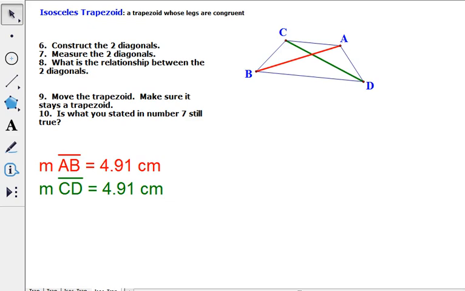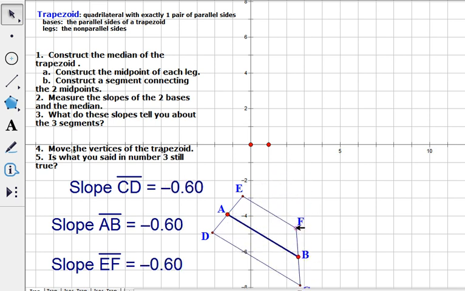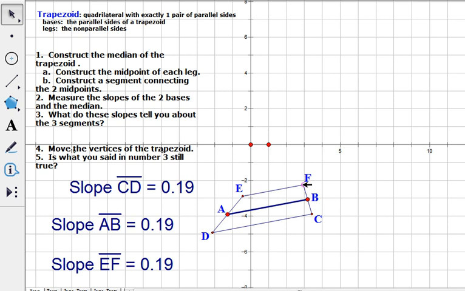Now, I want to look at some different properties dealing with trapezoids. The first one I want to look at is what's referred to as a median. The median is the segment whose endpoints are the midpoints of the two legs. What I want us to notice here is I've measured the slope on the two bases and the median. What you'll notice is those slopes are always equal, and if the slopes of segments or lines are equal, that means those lines or segments are going to be parallel. So the median is going to be parallel to the two bases.